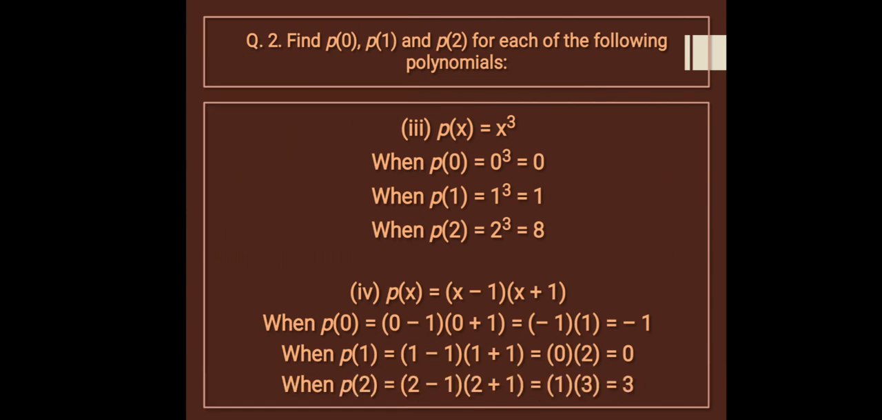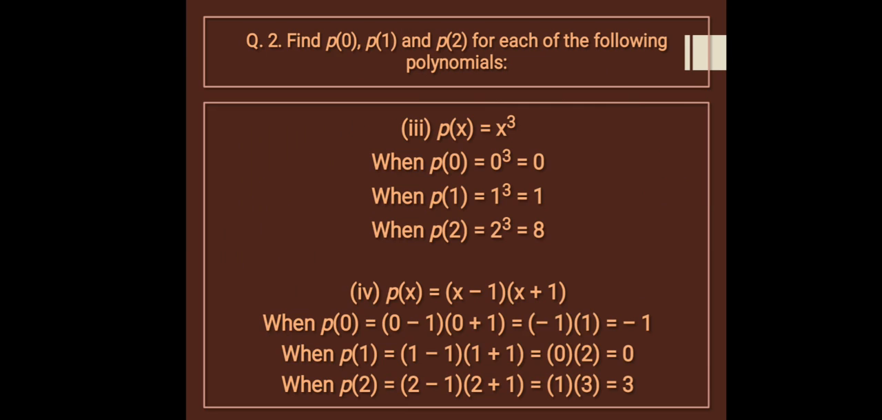Now in the next question, this part third, this is x cube. So whenever the x value would be 0, then this would be 0. If it would be 1, then 1 cube equal to 1. When we put the value of x equal to 2, then 2 cube equal to 8.